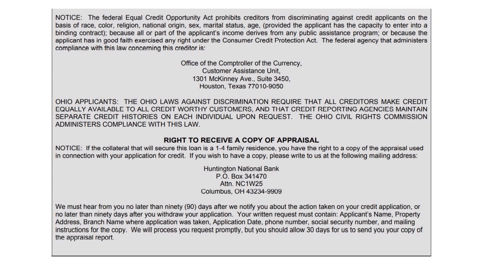Continuing here, I'm showing you other information that you need to pay attention to. This is the right to receive a copy of appraisal. Again, this is for regulatory purposes. You can read through it, but it's not really that important here for the purpose of this show. So I'm going to quickly skip it.